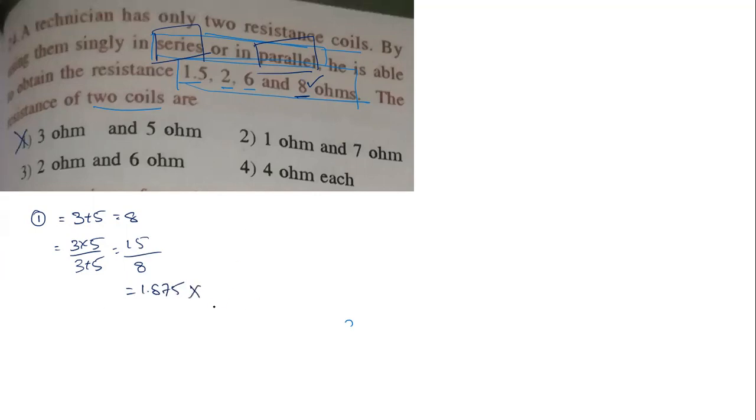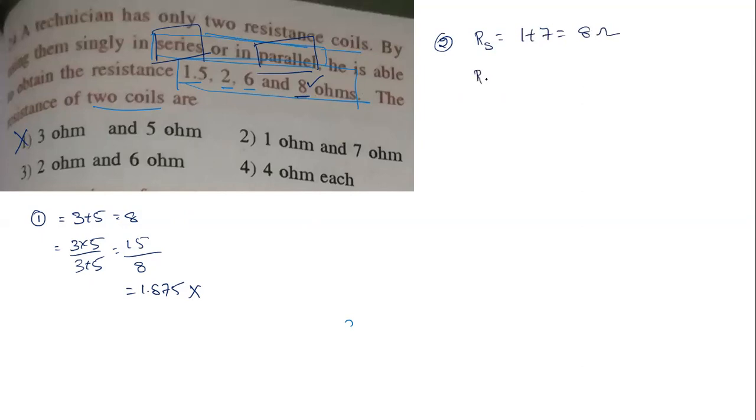Because by parallel combination we're not getting that one. Series combination we got 8, but for parallel combination we're not getting it. Look at the second option, 1 and 7. I'll go for series combination first. 1 plus 7 is 8 ohm. We get 8 ohm.